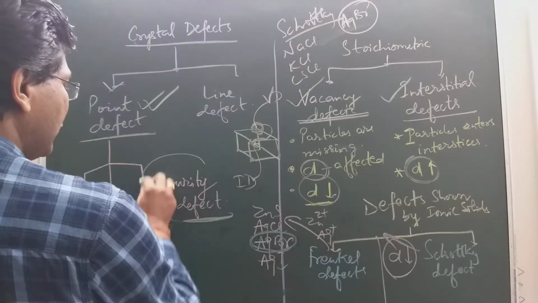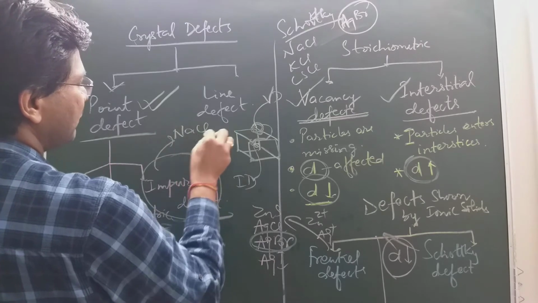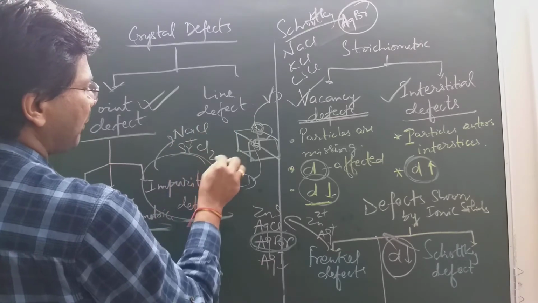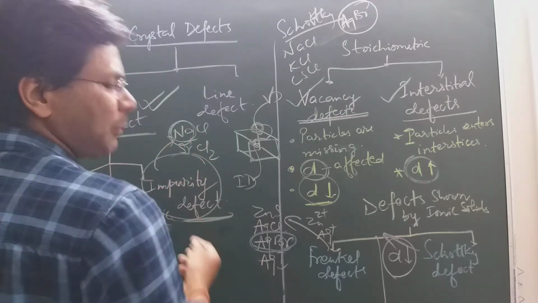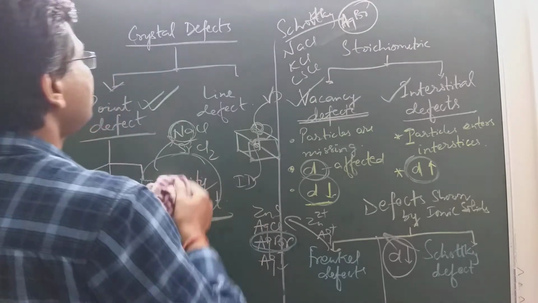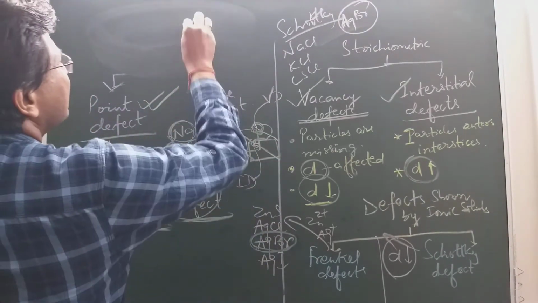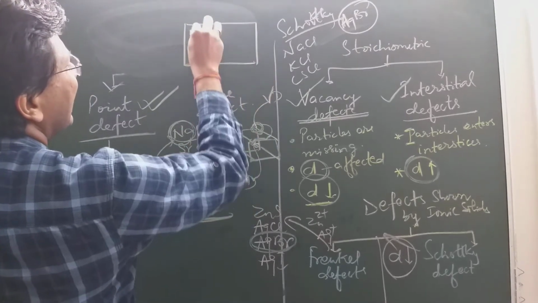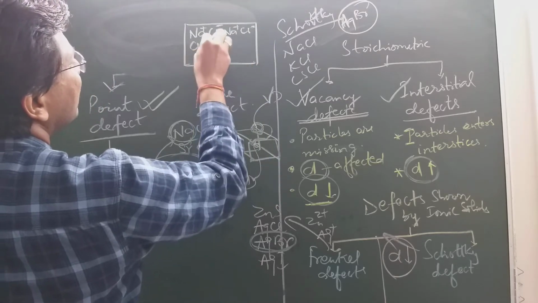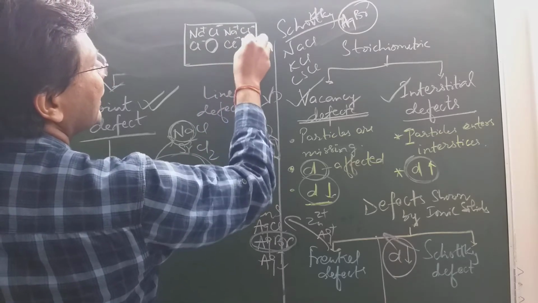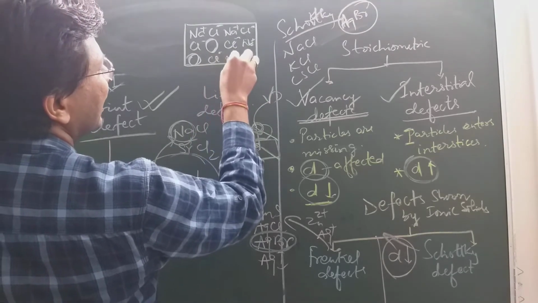So impurity defect is such a defect in which, for example, when molten NaCl is mixed with SrCl2, what happens? Some of the Na plus ions are missing. Suppose in the crystal we find a structure like this: Na plus, Cl minus, Na plus, Cl minus, Cl minus, Na plus missing from here, Cl minus, Na plus, Na plus missing from here, Cl minus, Na plus, Cl minus.